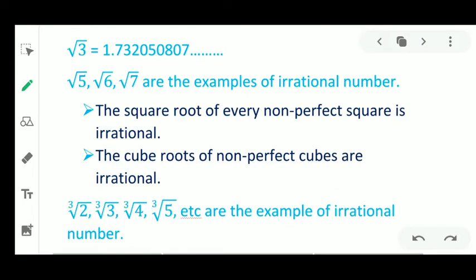The value of square root of 3 is 1.732050807 and so on. Here the digits never end, that's why it is also a non-terminating decimal, and we cannot find any pattern in this number, so that's why it is also a non-recurring decimal. So root 3 is also an irrational number. Like that, root 5, root 6, root 7 are also irrational numbers.